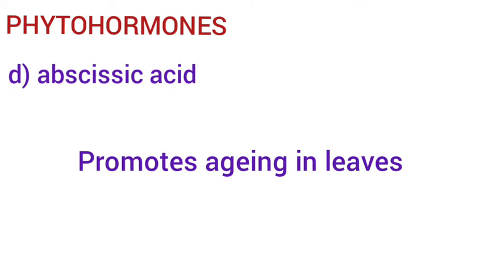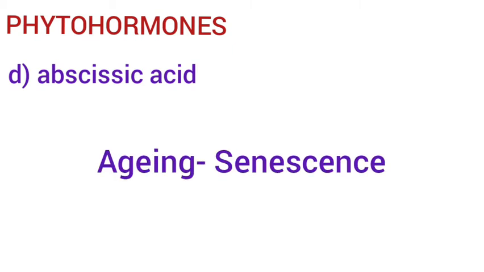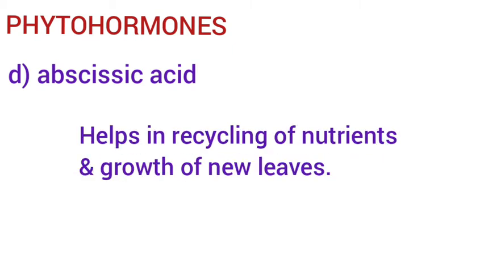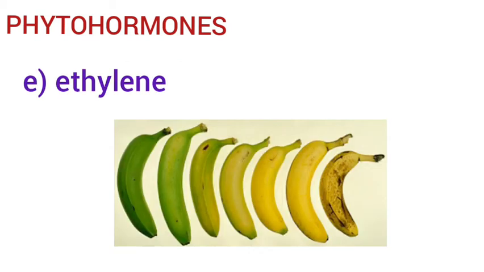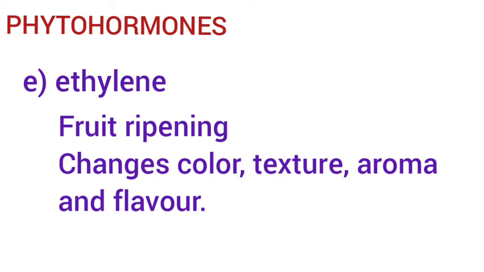It promotes aging of leaves. Aging in plants is also known as senescence. Leaf senescence is influenced by abscisic acid. Thus, it helps in recycling of nutrients and growing new leaves. The last hormone we will be learning is ethylene. Ethylene helps in fruit ripening. It helps to change color, texture, aroma and flavor of the fruit. It makes the fruit more palatable.